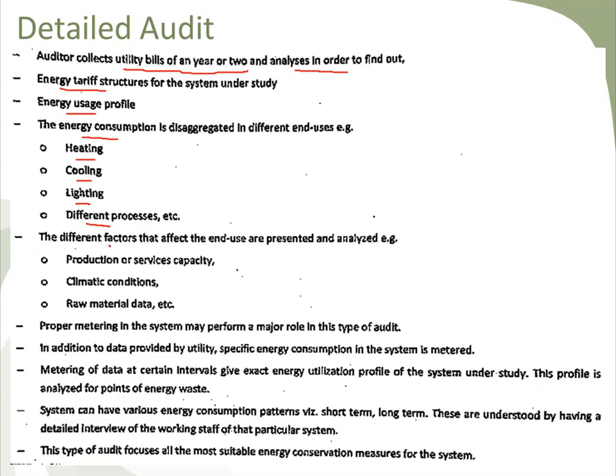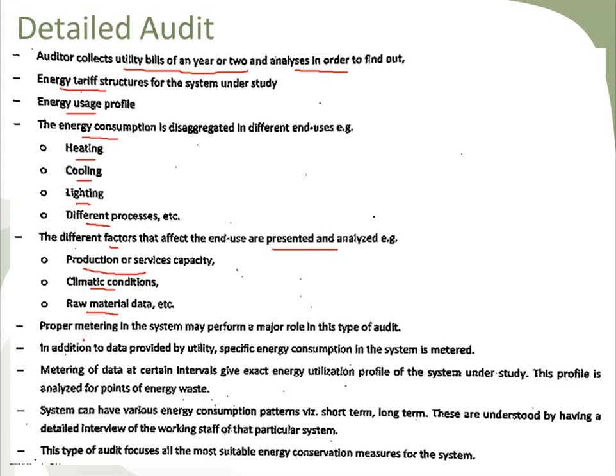And the different factors that are affecting the end users are presented and analyzed. From this the energy auditor presents what are the factors that affect the energy consumption in a particular heating, cooling, lighting or other process system, that is production or service capacity, climatic conditions and raw material data. So these factors affect the end use of electricity consumption.